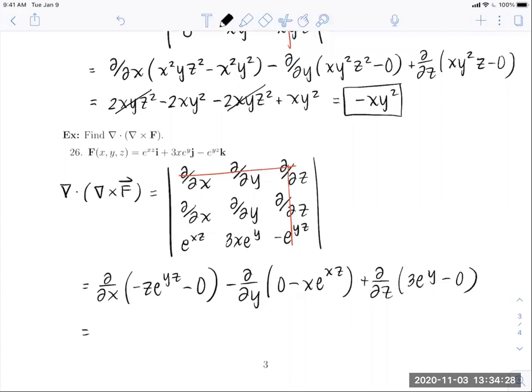All right, so now we're ready to take these final partial derivatives. Partial with respect to x is 0. Partial with respect to y is 0. Partial with respect to z is 0. So in the end here, del dot del cross f was just equal to 0.